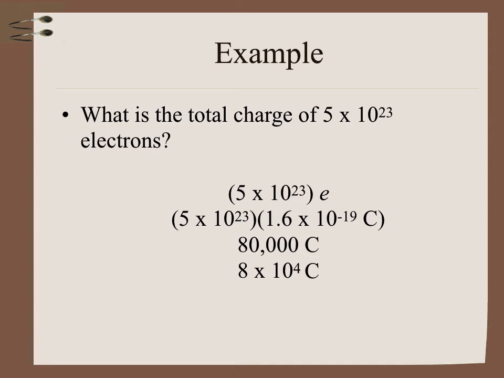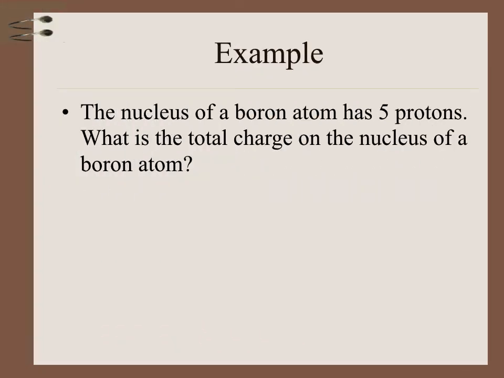Let's try another example. The nucleus of a boron atom has 5 protons. What is the total charge on the nucleus of a boron atom? So remember, the charge on one proton is the same as the charge on one electron. It's e. And we have 5 of them. So it will be 5, the number of protons, times e, the charge on one of them. We can then substitute our value in for e, multiply, and get our answer, 8 times 10 to the negative 19th coulombs. This is what the problems will be like on your problem set.